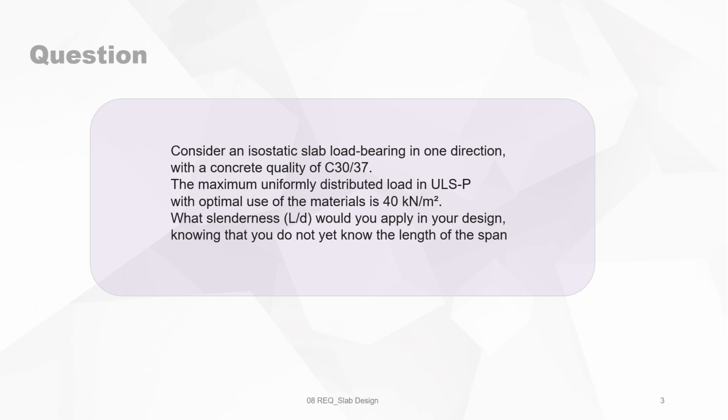The question goes as follows. Consider an isostatic slab load bearing in one direction with a concrete quality of C30-37. The maximum uniformly distributed load in ULS persistent with optimal use of the material is 40 kilonewton per square meter. What slenderness, L over D, would you apply in your design, knowing that you do not yet know the length of the span?